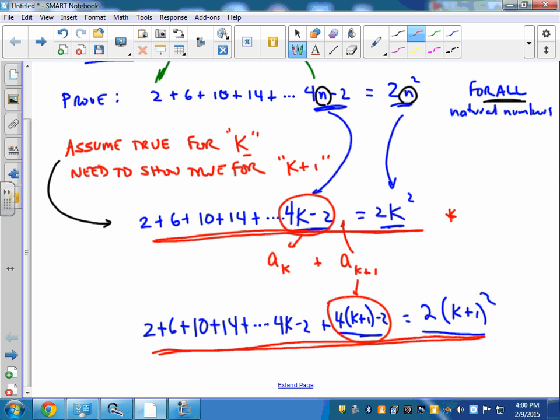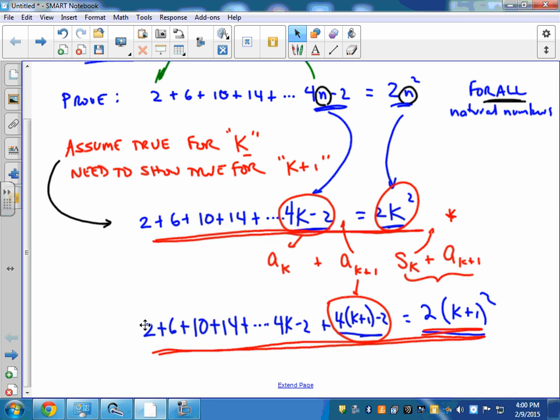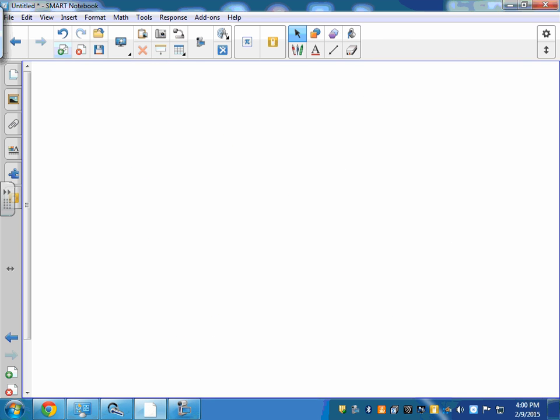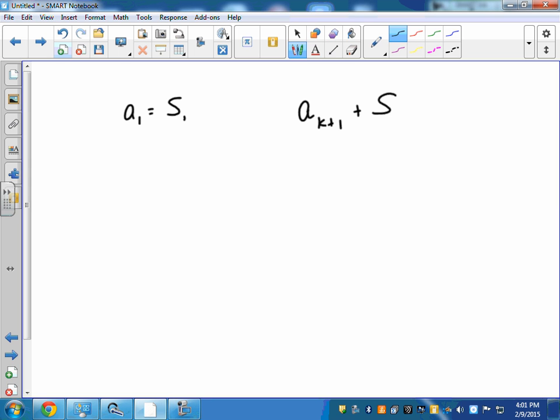Okay, and of course, if you add that to the left side of the equal sign, you have to add it to the right side. So this now is s sub k, and we're going to be adding a sub k plus 1. And what we have to do is to show that this is equal to this. Now, it looks like a lot of work, but it really does boil down to two steps. You have to show a sub 1 is equal to s sub 1, and you have to show that a sub k plus 1 plus this kth partial sum will be equal to the k plus first partial sum.